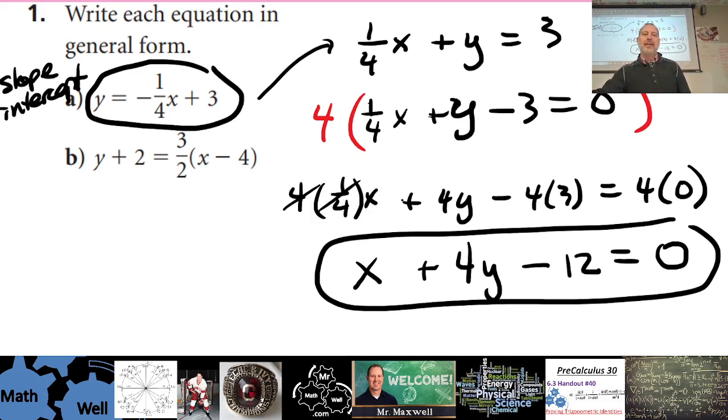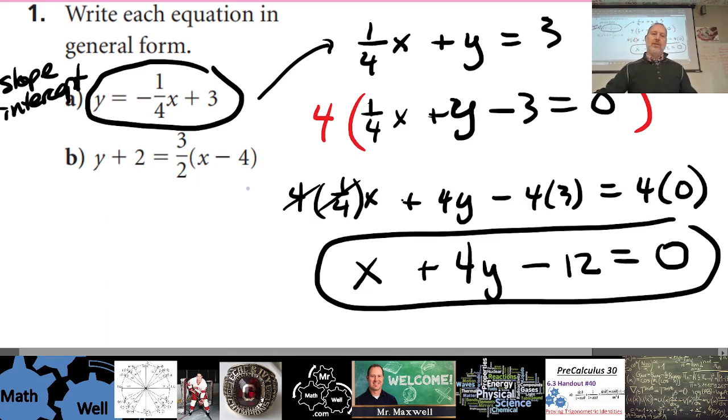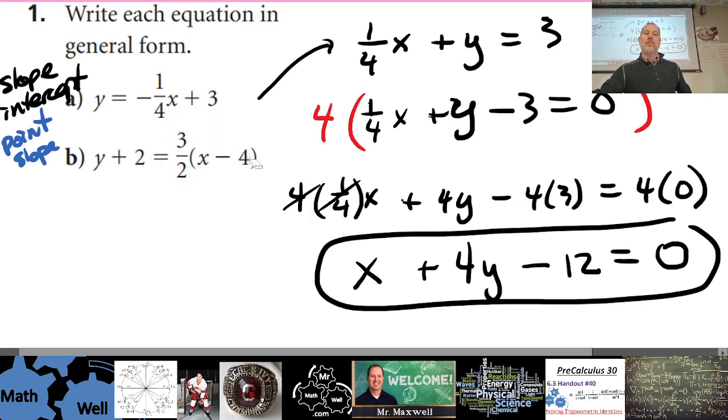Okay, let's do this one now. This one looks like a real mess, but it's not so bad. This is the point slope form, right? Because I can see a point that's on the line. I can see that 4, -2 is on the line, and the slope is 3/2. That's what you can pick out from the point slope form.